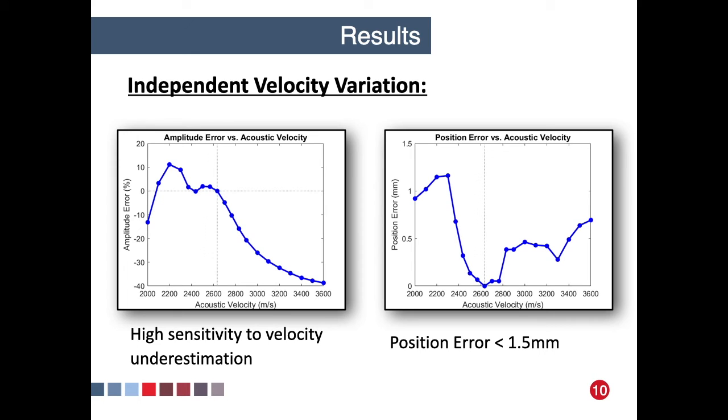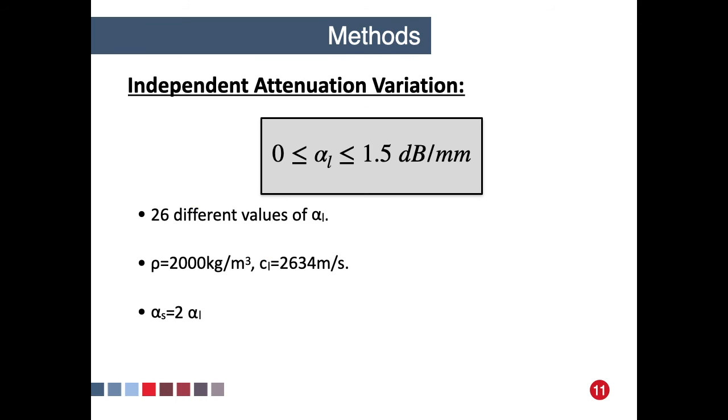Here we can see the effect of changing velocity on amplitude and spatial position. Again, there is a higher sensitivity to underestimation of the skull velocity, leading to a maximum change in peak amplitude of about 40%, with the error in peak position changing by less than 1.5 millimeters for all values.